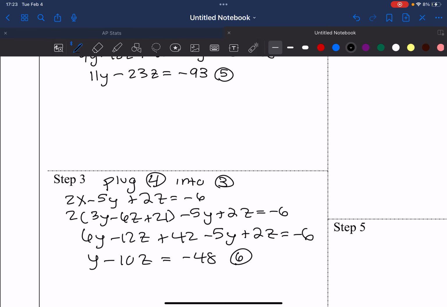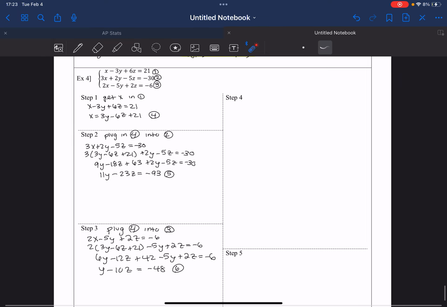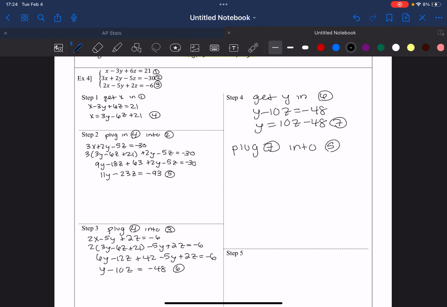That's equation 6. Now I'm looking at equation 5 and equation 6. Out of 5 and 6, which one is easiest to get a variable by itself? Well, that would be number 6 because we can get y by itself very easily. So I'm going to go to step 4. And I'm going to get y in 6. This y minus 10z is equal to negative 48. So y is equal to 10z minus 48. This is equation 7. Then I'm going to plug 7 into 5 because I didn't use that 5 equation yet.